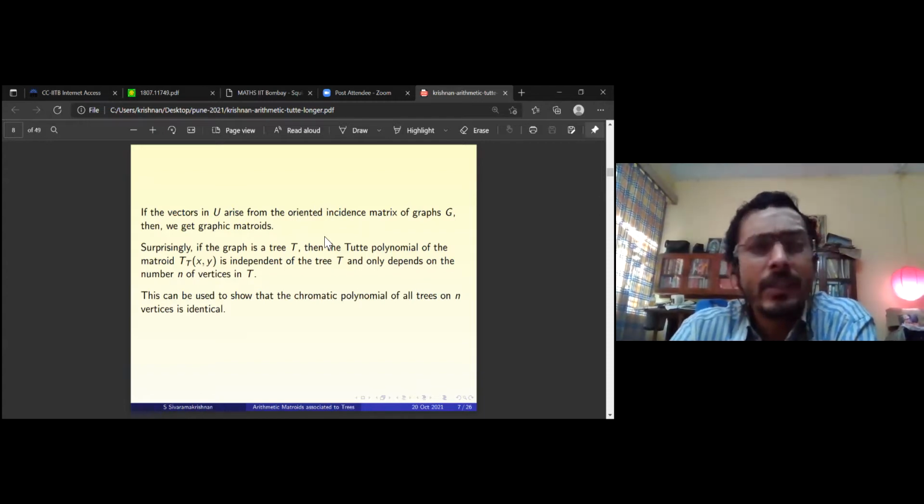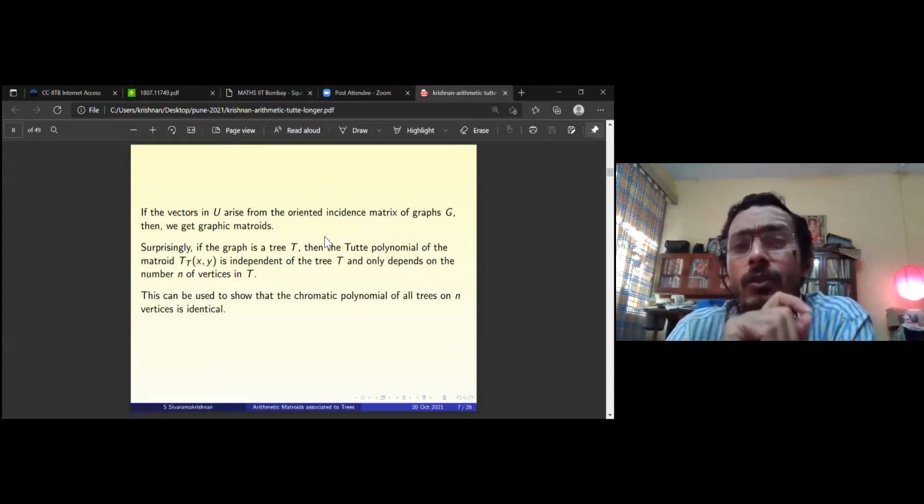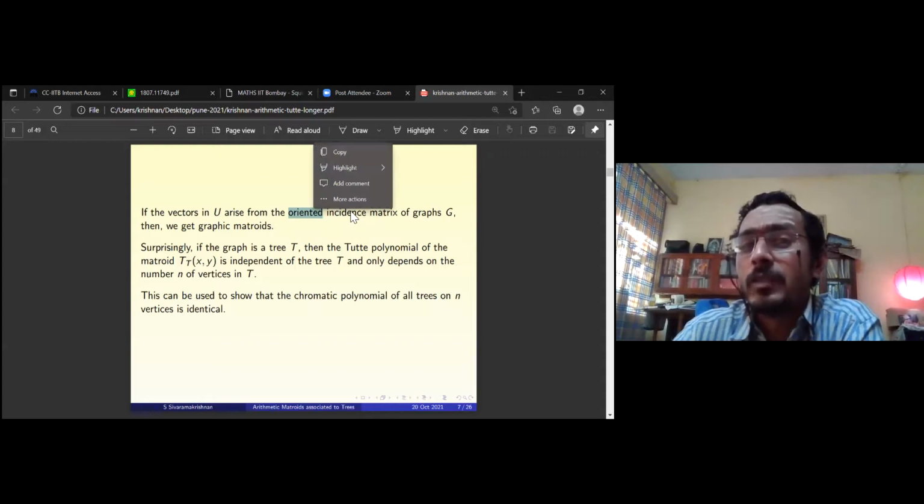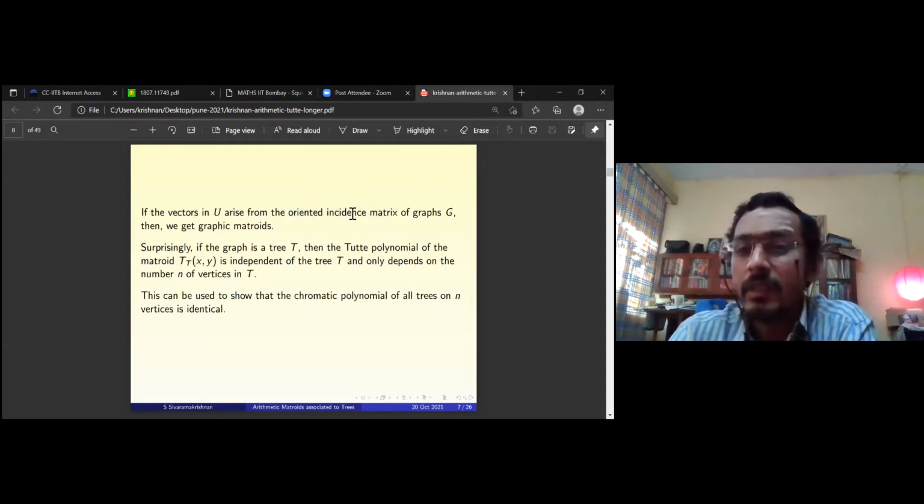If these vectors arise from the oriented incidence matrix, and if you studied graph theory, there is the standard matrix tree theorem which counts the number of spanning trees. So there you would come across this oriented incidence matrix. This is covered well in the book Graphs and Matrices by Bapat, that I had referred to yesterday. And it's a good book.